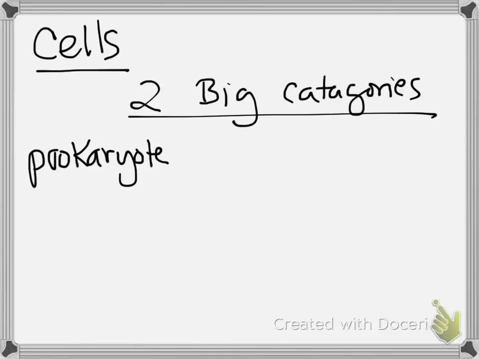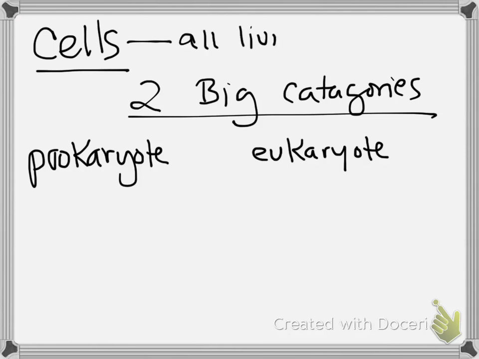Two big categories of cells are prokaryote and eukaryote. And prokaryotic cells are really, really simple. So, first of all, let's say all living things are made of cells, right? We talked about that in the very beginning of the year. But there are two major classes of cells. There are the prokaryotic cells and the eukaryotic cells.